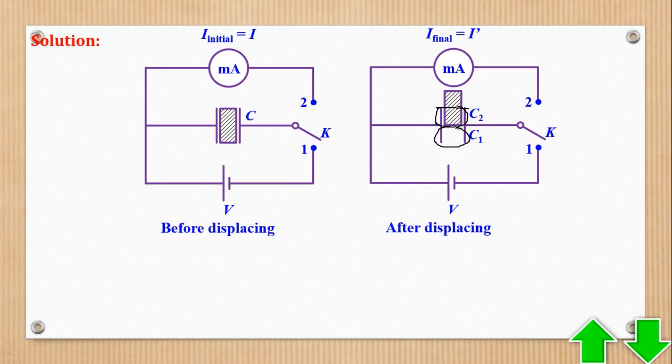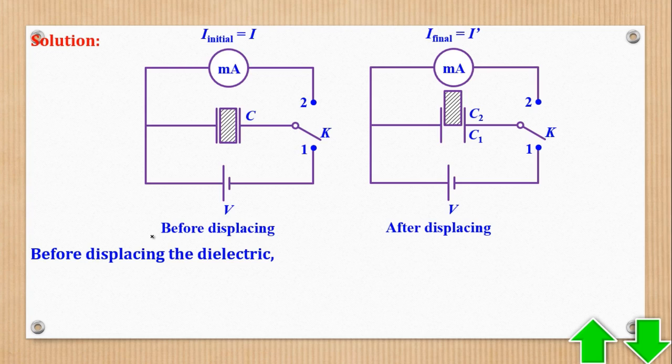What does that mean? It means that this capacitor will now be split into two. One will have a dielectric, so this one will be the capacitance when there's the dielectric, and this will be the capacitance when there's no dielectric, and they will be in parallel. So with that illustration, you can now go ahead and answer our question.